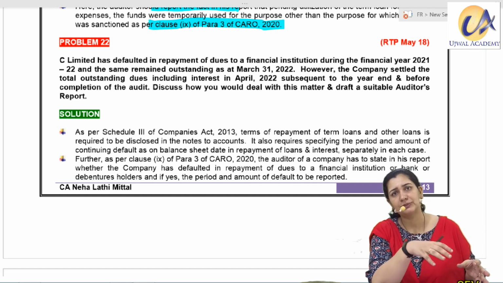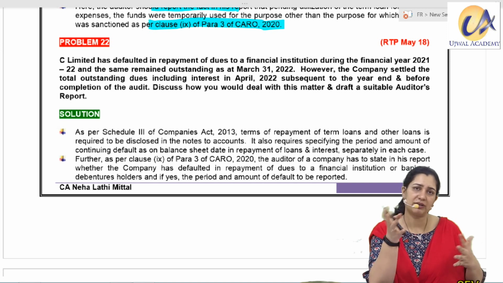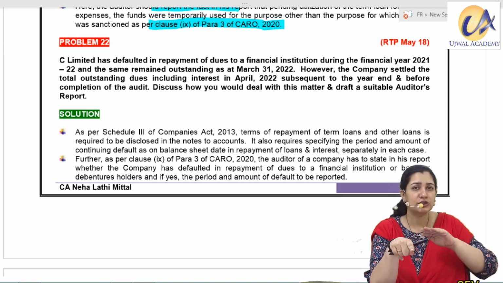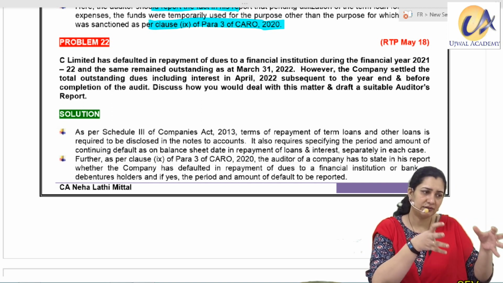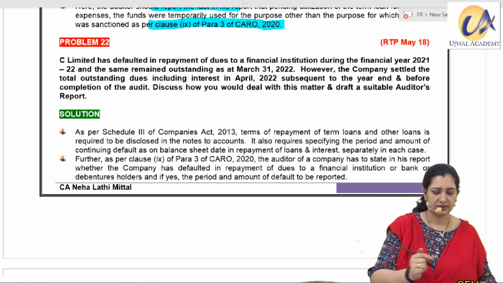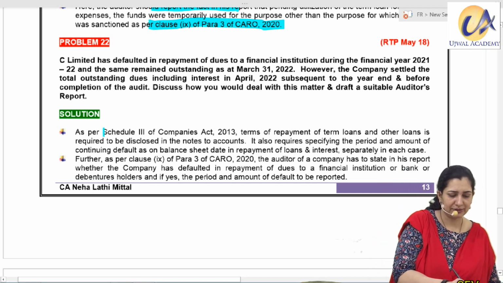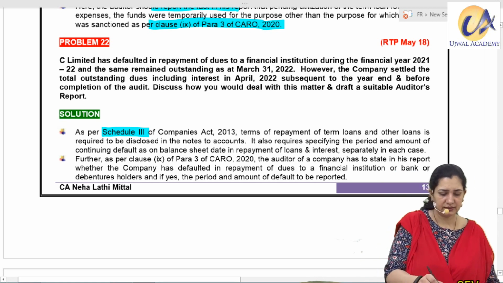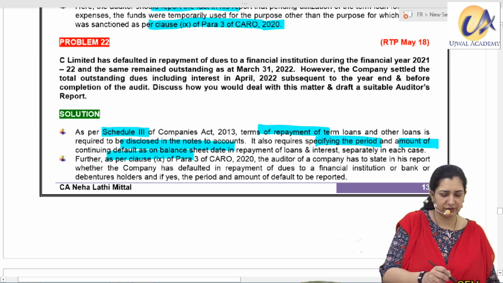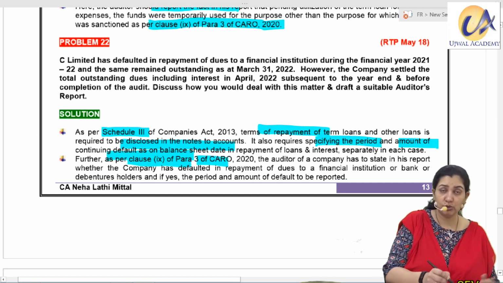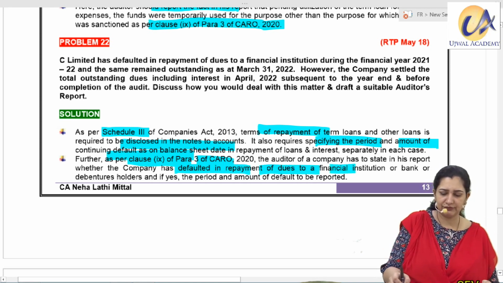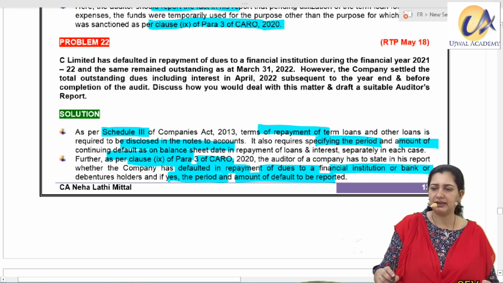But at the same time, you can also mention that before the audit report was signed, the amount was paid in April. But even if it was paid in April, it does not change the fact that it was a default in the month of March. So you need to consider that. Again, they have also mentioned Schedule 3. The terms of repayment we need to disclose, seeing the period and amount of default we have to give. Clause 9 again of loans taken in CARO. If they have defaulted, we have to give the details, the period and amount of default.